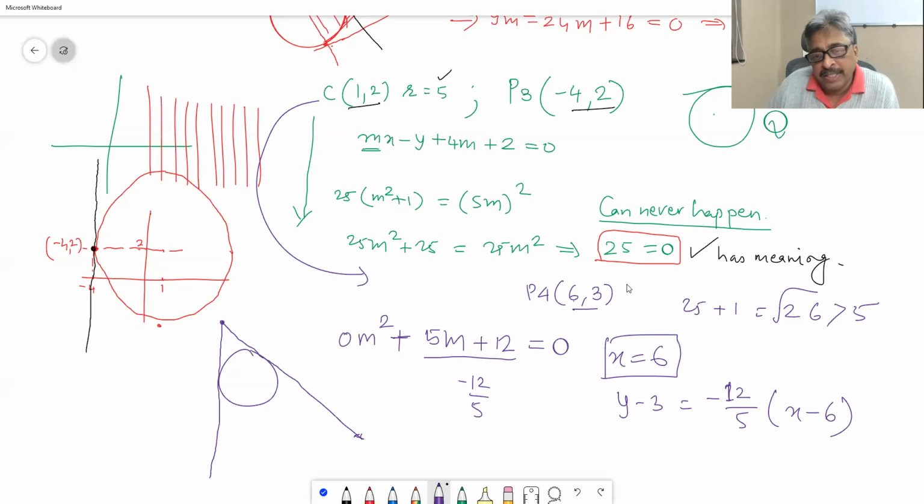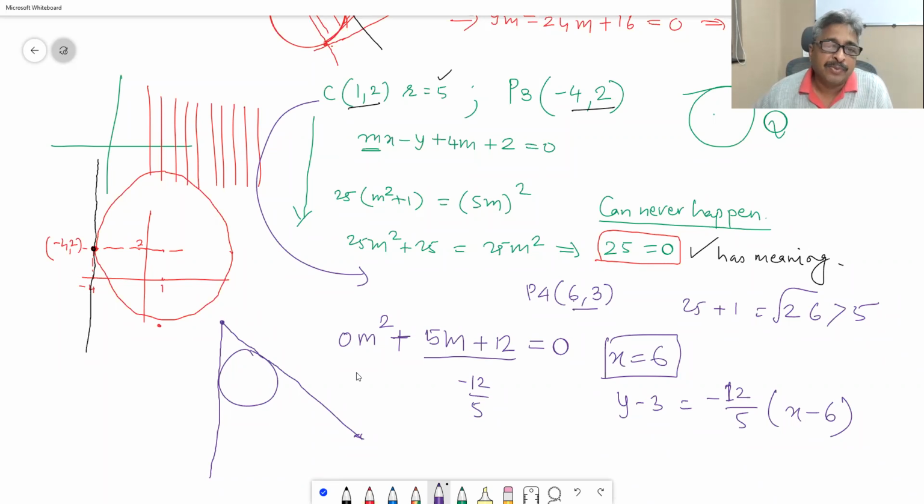Okay. P4 is such that if you try to get the quadratic equation, it becomes 0m square plus 5m plus 12 is equal to 0. Algebra is providing you with only one slope and denies providing the other slope. If you look at the distance of the point 6, 3 from 1, 2, it is root 26, which is greater than 5. So geometrically you are expecting two tangents, but algebra is giving you one slope. That means the other slope is undefined, and therefore the first tangent is going to be x is equal to 6, and the other tangent will be y minus 3 is equal to minus 12 by 5 times x minus 6.